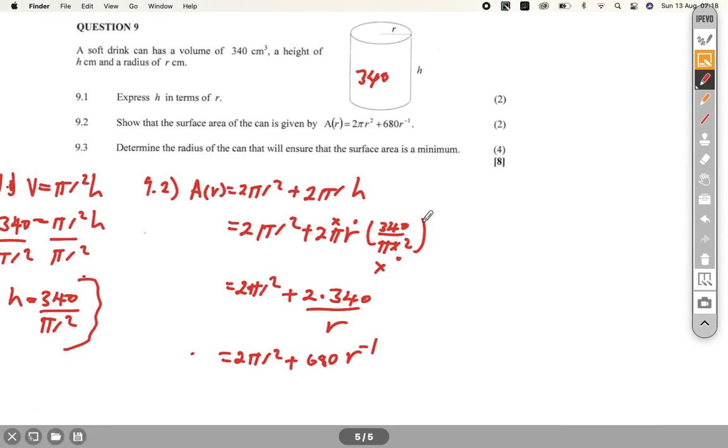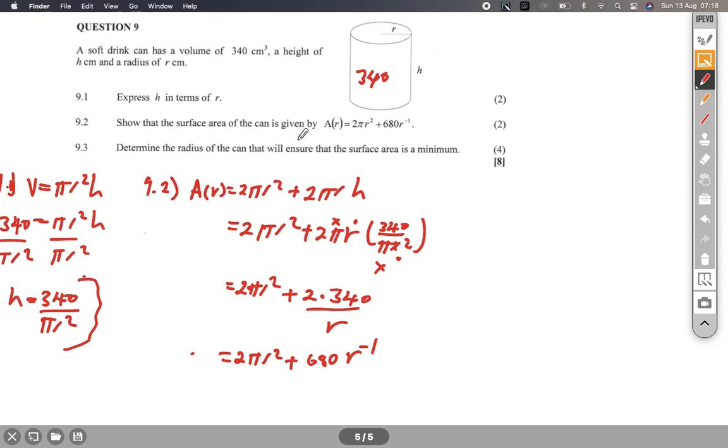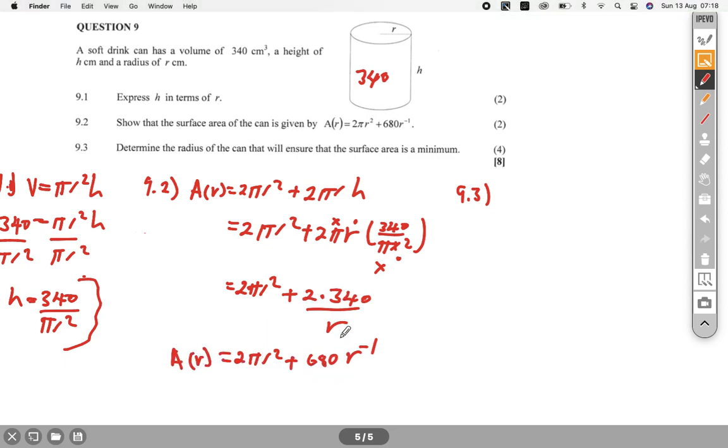Okay, 9.3, determine the radius of the can that will ensure that the surface area is a minimum. This is the part where you would have to differentiate. We have our equation already for the surface area, so we just need to differentiate this equation.